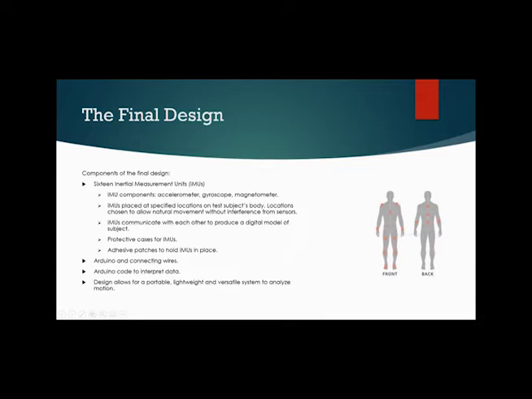The final design is composed of a suite of inertial measurement units, or IMUs. IMUs are equipped with accelerometers, gyroscopes, and magnetometers. These components give the IMUs the ability to record data such as acceleration and orientation. The IMUs are designed to be placed in 16 spots strategically around the body. This would provide a digital representation of the subject.